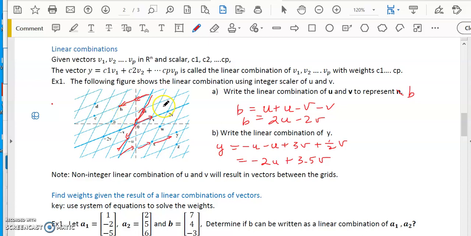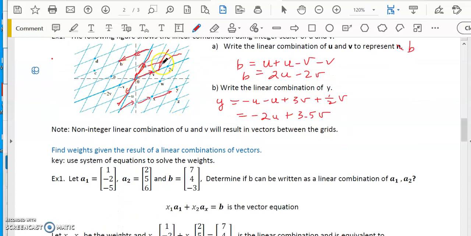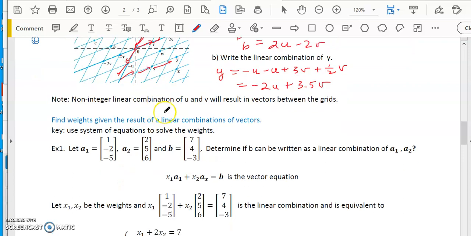So say, for example, I want to have my vector terminate here. How do I get it there? I can actually just go to v first and then go half of v or something, and then go partial u. So long as you draw a line that's parallel to the u and v, you can just do any combination to get to those according to the uv definition. Of course, integer combinations of uv will be on the grid points, but non-integer combinations can also be done.